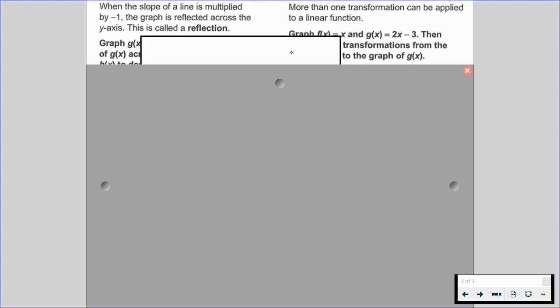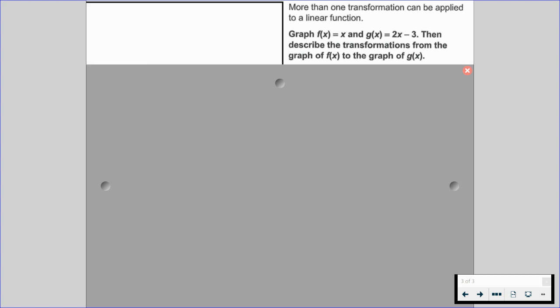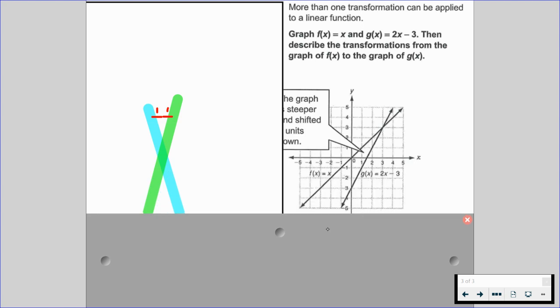So more than one transformation can be applied to a linear function. We're going to graph f of x is equal to x, and we're going to graph g of x is equal to 2x minus 3, and we're going to describe the transformation of f of x to g of x.